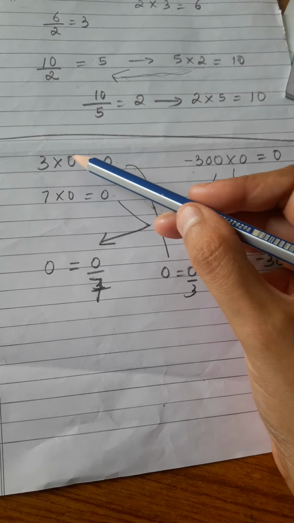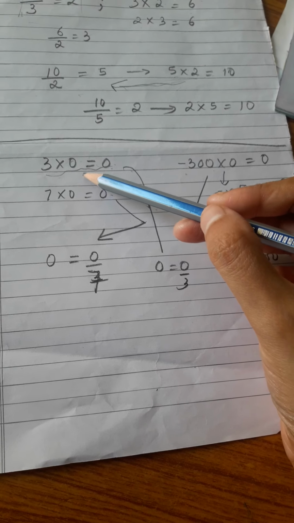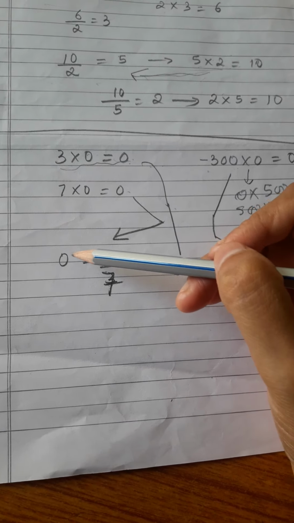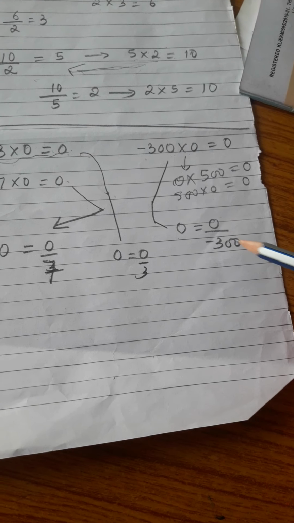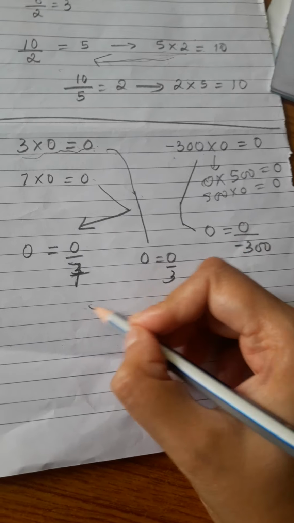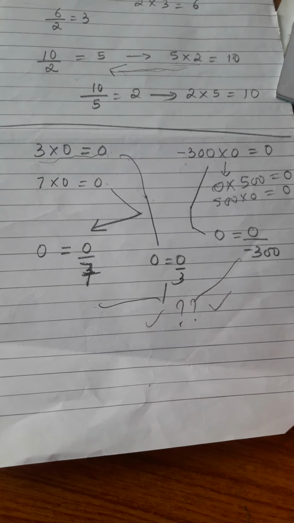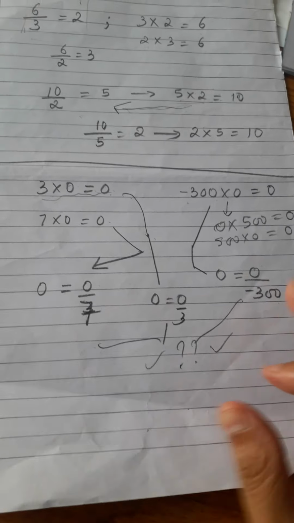Look at this equation here. I would say 0 is 0 divided by 3. And here it is 0 is 0 divided by 7. Here it is 0 is 0 divided by minus 300. Which is the correct answer? Which is right here? The fact remains that all are right. All are correct.